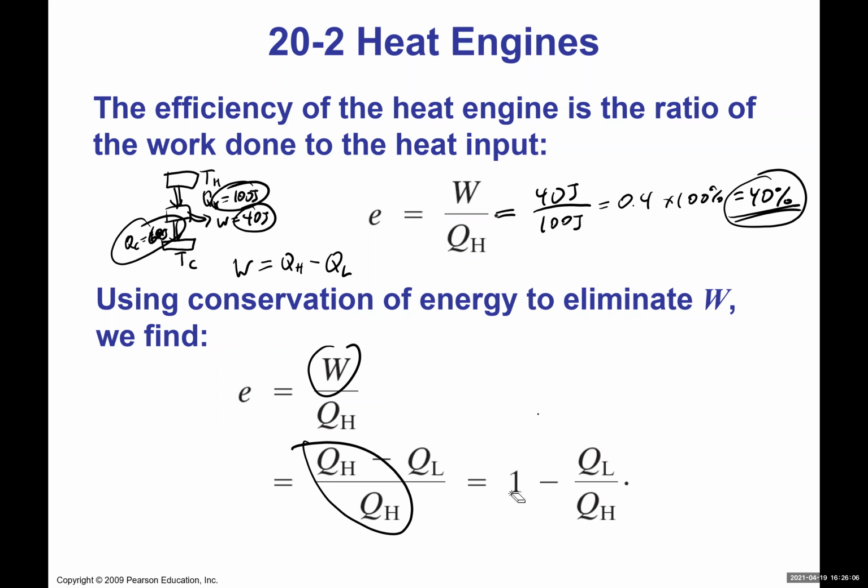That is just another way of writing the efficiency: 1 minus QL over QH. You take the ratio of QL over QH, subtract it from 1, and multiply by 100% to get the percentage. These are a couple of ways you can represent efficiency depending on what you have. If you are given the QH and QL, you can just use this equation and calculate the efficiency.